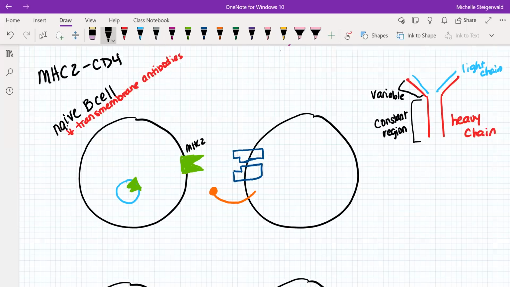So this variability is random. We just constantly make new antibodies, you know, like Legos. We just take these pieces and we're like, well, let's try these pieces together and see what happens. And if it happens that you send them out into your system and a pathogen that it can fit with is in your system at that time, then great. That's going to do this whole MHC2 CD4 story.